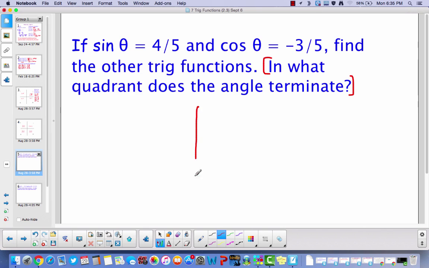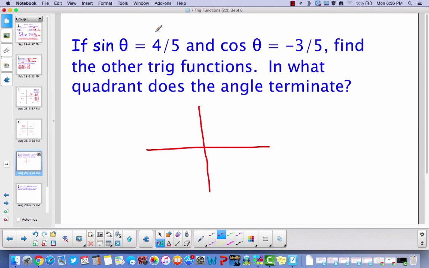So we want to draw our quadrant. We want to think about where does that angle end? Well, where is sine positive and cosine negative? Sine is positive in the first and the second quadrant, so sine is positive here and here. Cosine is negative here and here. So it means it has to be in our second quadrant. So let's draw what that picture looks like.